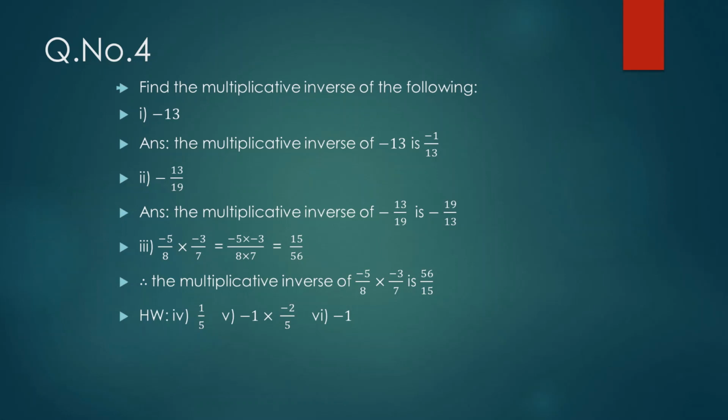Now see the third question. Minus 5 upon 8 into minus 3 upon 7. So first we have to solve minus 5 into minus 3. That is minus minus plus 15. And 8 into 7, that is 56. Now change the reciprocal. So the multiplicative inverse of minus 5 upon 8 into minus 3 upon 7 is 56 upon 15. Clear? Now the remaining questions 4, 5 and 6 do as homework.